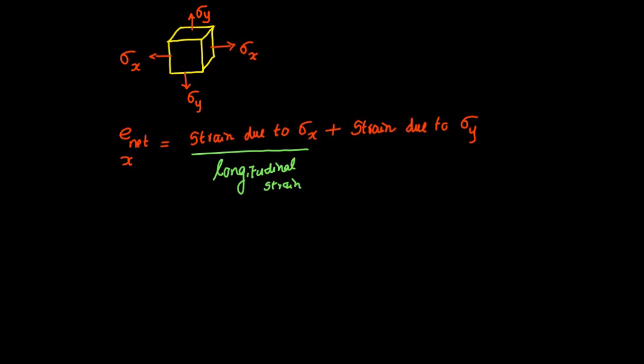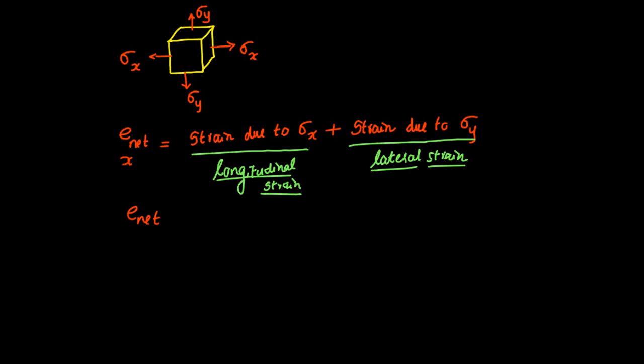And the strain due to sigma y along the x direction, you see the strain is produced along the x direction because of the stress acting along the y direction. That will be lateral strain. All we have to do is substitute the equations that we have already derived for longitudinal strain and for lateral strain. Okay. So that will give us the net strain that is acting along the x direction.